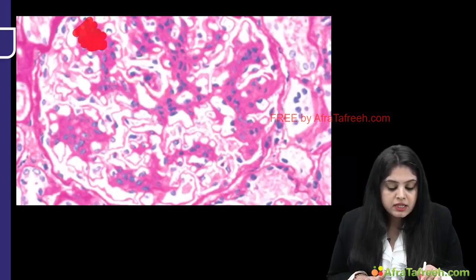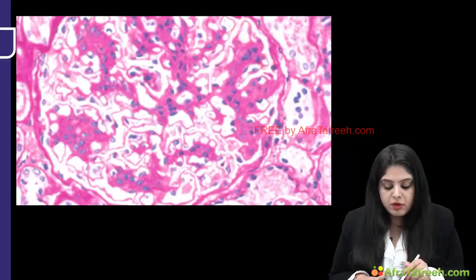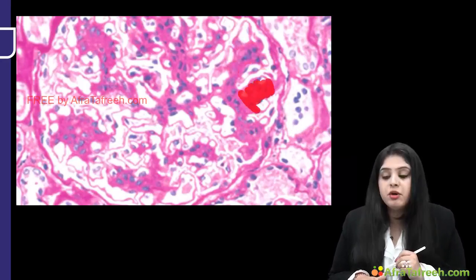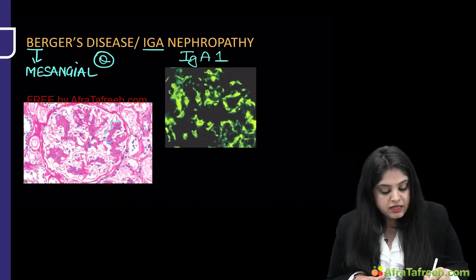The in-between area, the mesangium, the in-between, see this is a loop. For example, this is a loop and this is a loop. They don't have a problem. Who has a problem? The in-between area over here has a problem. In-between area here has a problem. That is what you see in Berger's, that all the IgA is getting deposited here.